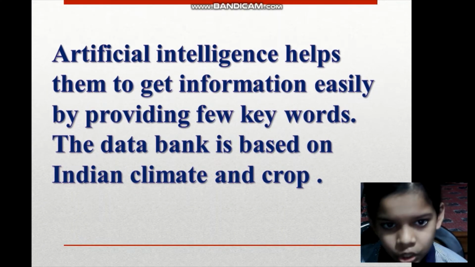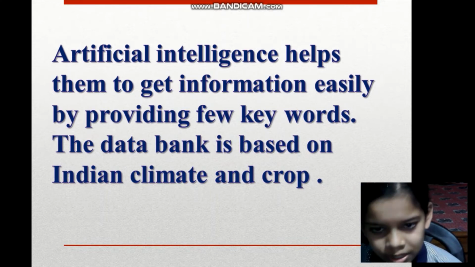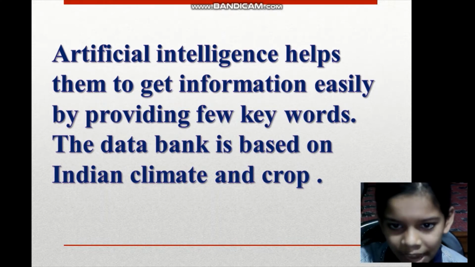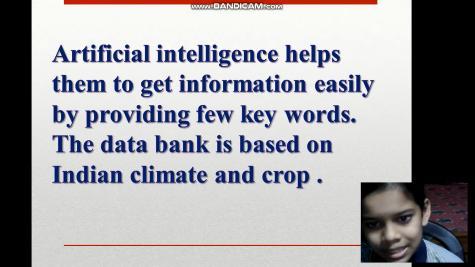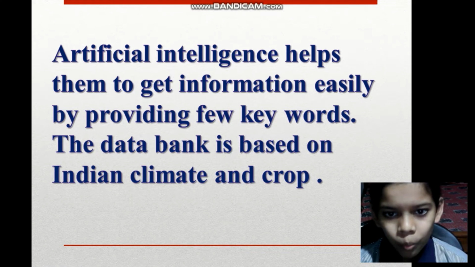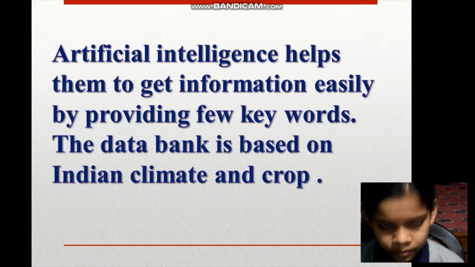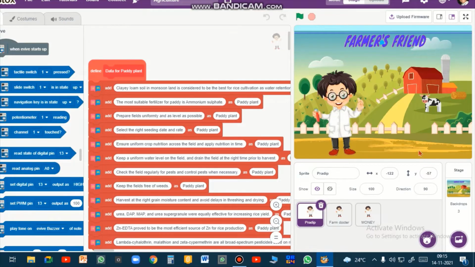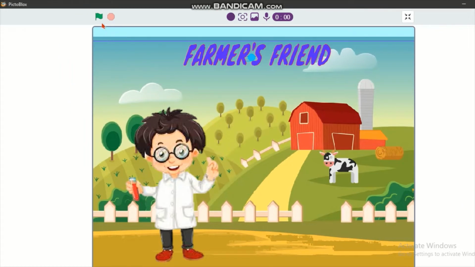This project also says the information and also views it on the screen so that the blind people can hear it and the deaf people can see it. So let's see what's there on the project. So this is my project and let's see what happens. So I am starting it.